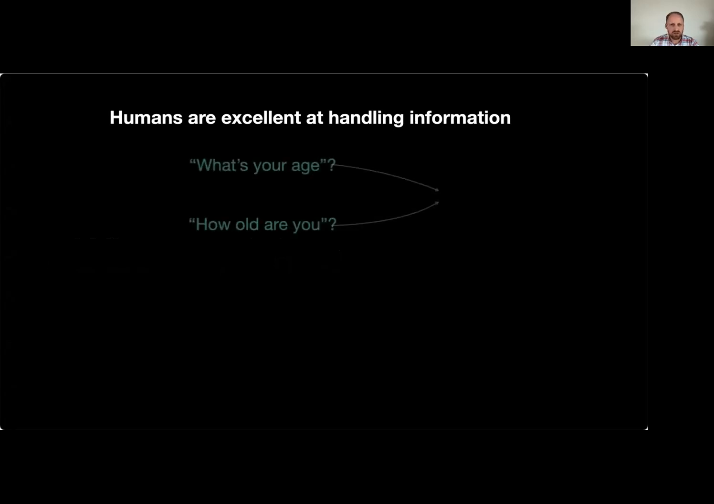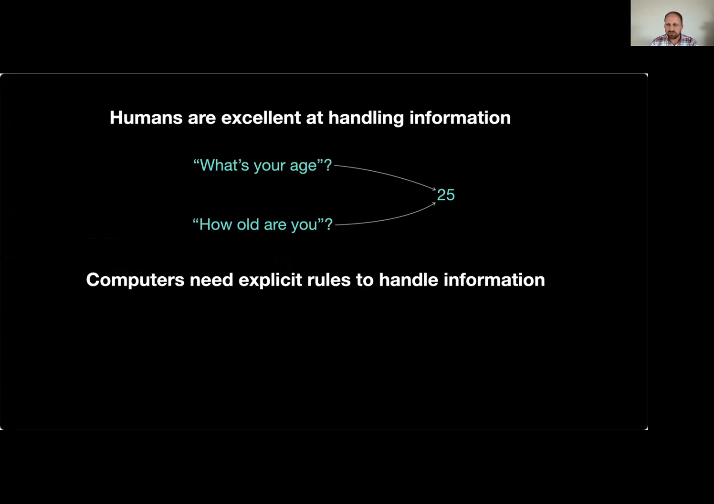What are APIs? Humans are excellent at handling information, and it's something that's been built in us. If you're asked a question along the lines of what is your age, or how old are you, they're two different questions, but as a human you're likely to be able to come up with the right answer. Computers, however, need explicit rules in order to reach a correct answer. They're not very good at having intuition about what the question's intent is in the first place, whereas humans handle that quite well.